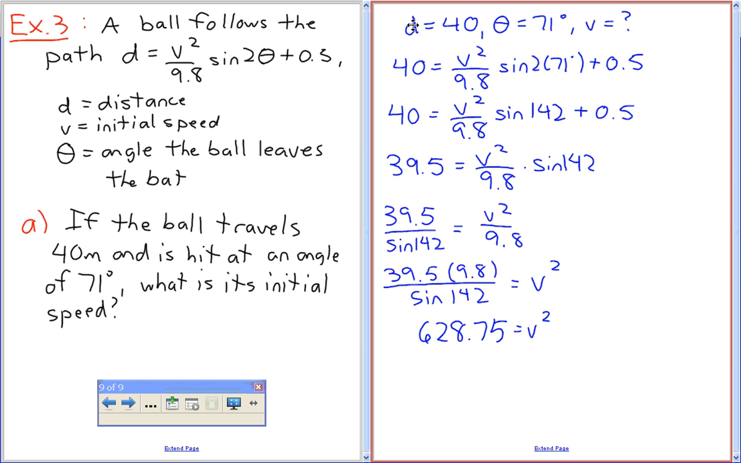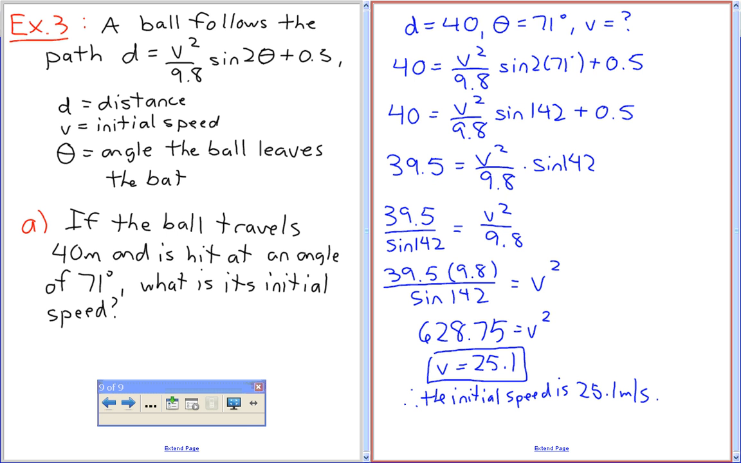When I take the square root of this, 628.75, square root of that is what? Hey guys, please. Square root of that is what? 25.07? Okay. So it's 25.1, we'll call it. And again, on the test, we'll say then, therefore, the initial speed is 25.1 meters per second.